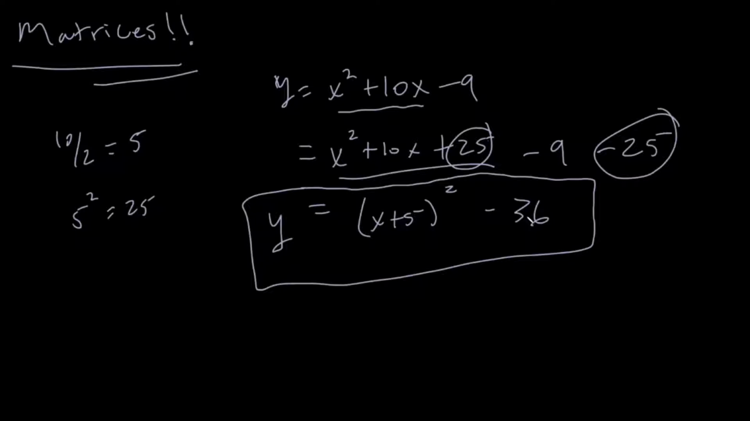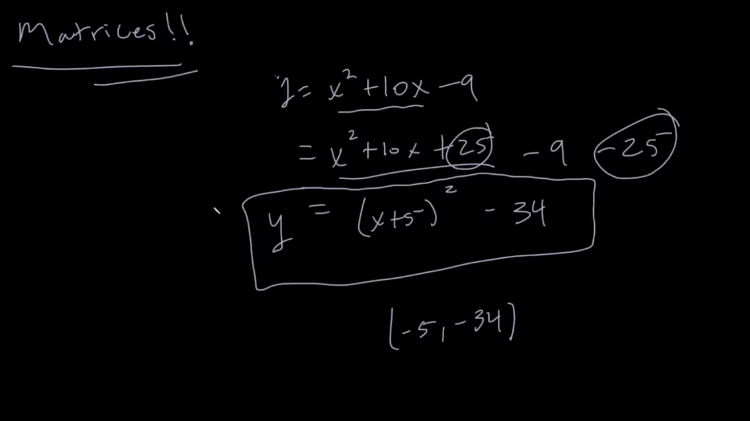You're right. I just can't add. Thank you. 34. So the vertex is negative 5, comma, negative 34. We all make mistakes. So is that good? Given that? Okay, cool. Anything else, y'all?